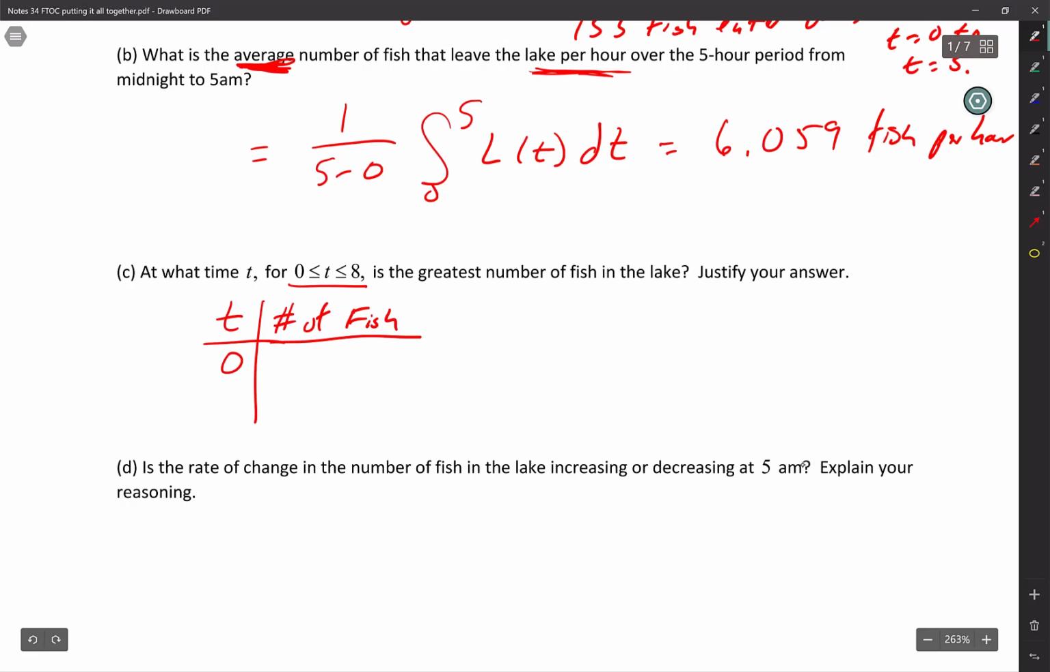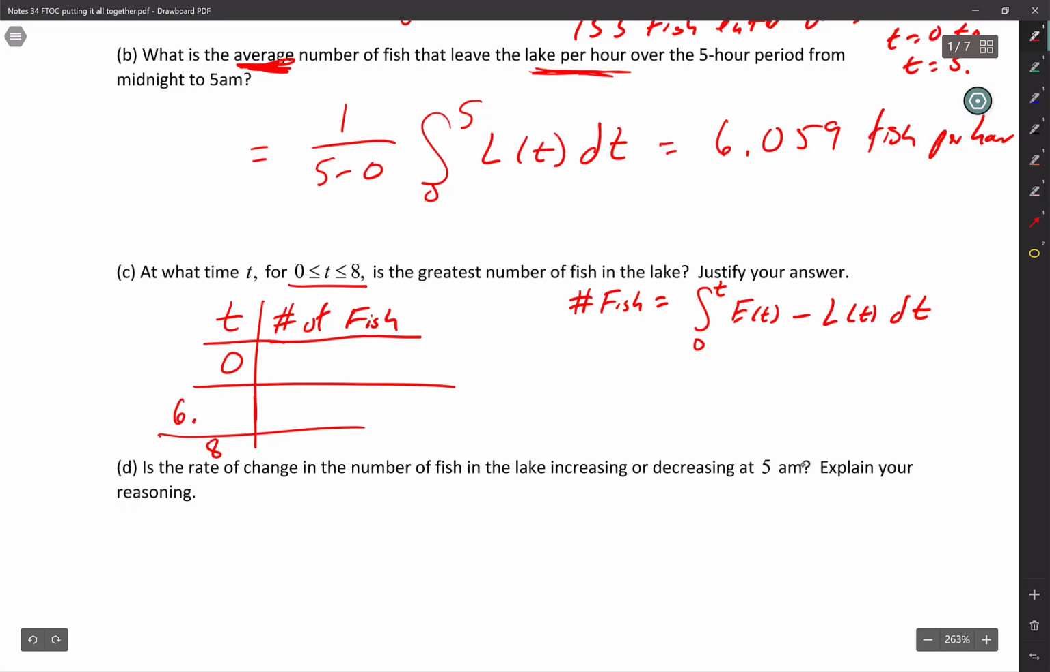And I like to do zero and then your critical number, which we got 6 point something. I already forgot it, and 8. And let's see, is there a formula for figuring out the number of fish? Number of fish is equal to the integral from 0 to some time value of how much have entered minus how much have left. Does that make sense to you guys?